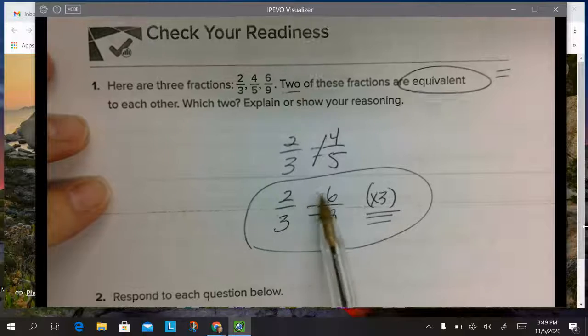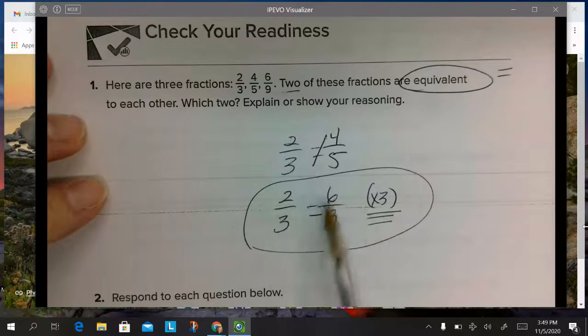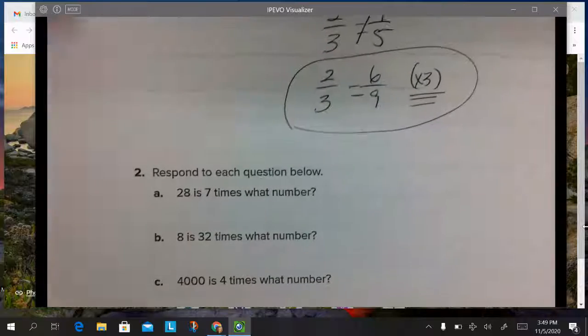And whatever they did to the top, they did to the bottom. So if you want to multiply the numerator times 3, you get 6. If you want to multiply the denominator times 3, you get 9. So those 2 are the equivalent fractions. Okay, good job.